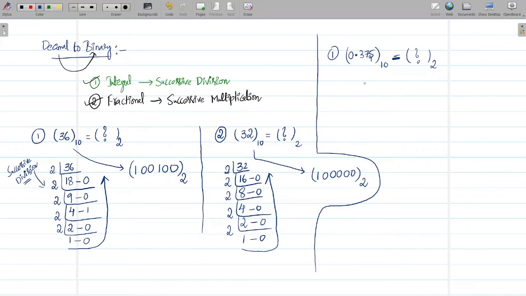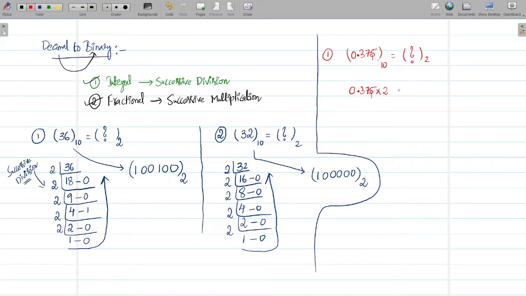The successive multiplication method. Let me change the color for the fractional part. So first problem, 0.375. I want to convert this decimal number into a binary number. How can I do it? Just multiply 0.375 by 2, because this is the base into which I need to convert the given decimal number. So I am multiplying that by 2.